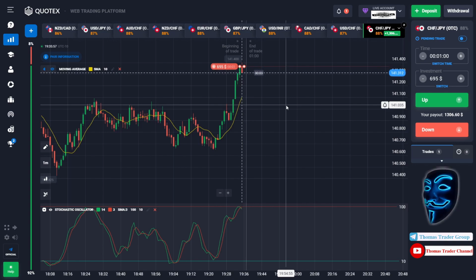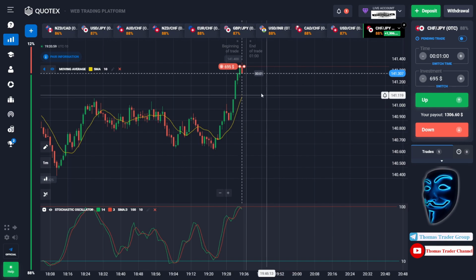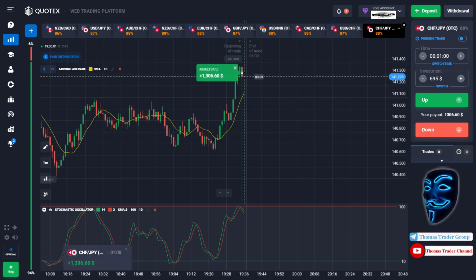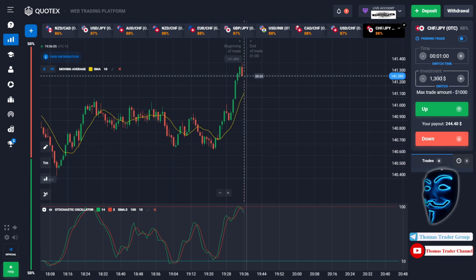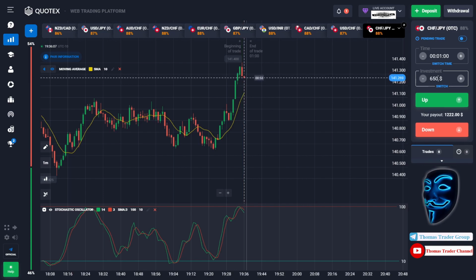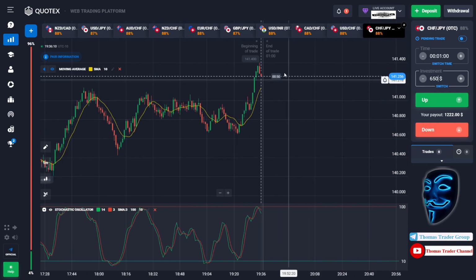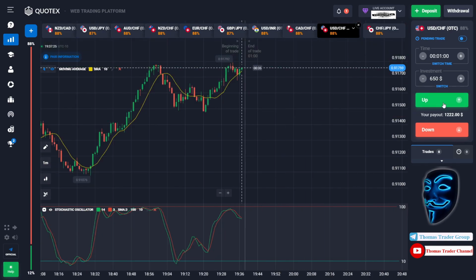We made a right prediction again over here. We made a profit of $1,300. Since the maximum trade amount is only $1,000, let's divide it into 2. We will open 2 positions of $650 in the next open position. Over here we can open buy for 1 minute.